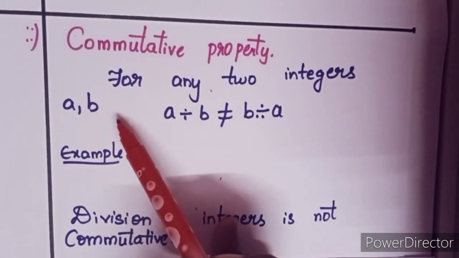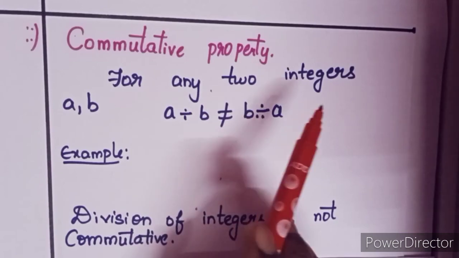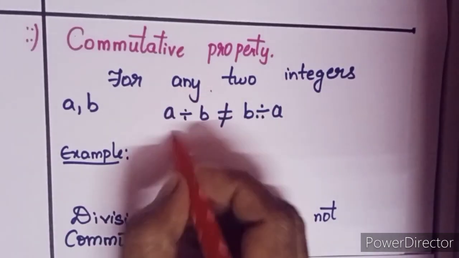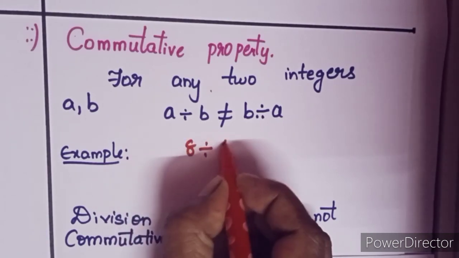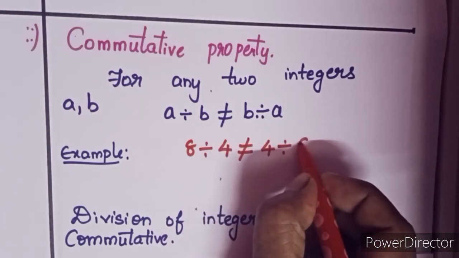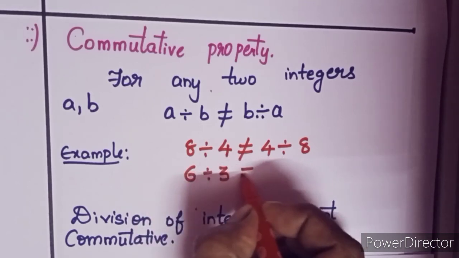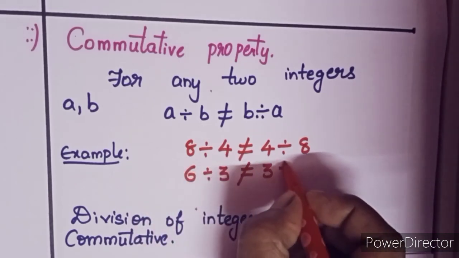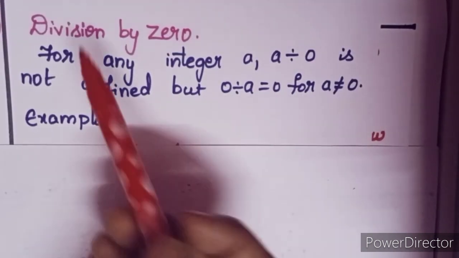Commutative property, children. For any two integers a, b, a divided by b is not equal to b divided by a. How, children? I'll prove it. See, here 8 divided by 4 is not equal to 4 divided by 8, or 6 divided by 3 is not equal to 3 divided by 6. Understood, children? So division of integers is not commutative.